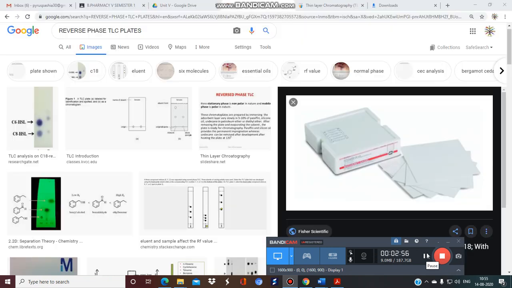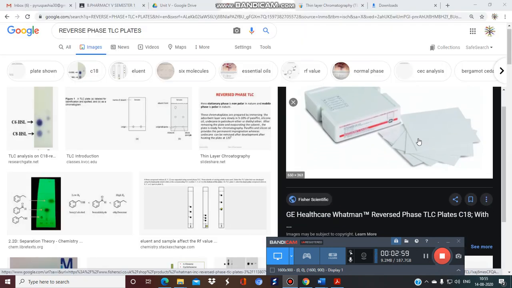Please see this photograph. A TLC plate looks like this, but this is a TLC plate that is coated with alumina. In our laboratory, we generally use glass coated TLC plates. We have a glass plate, and we have to prepare a slurry of silica gel G and spread it onto the plate. We will see how this stationary phase is prepared in the laboratory. First of all, see this. This is basically an analytical grade TLC plate for reverse phase silica, in which C18 bonded silica is used.